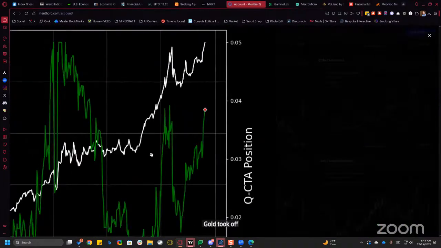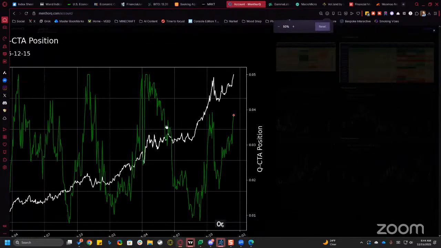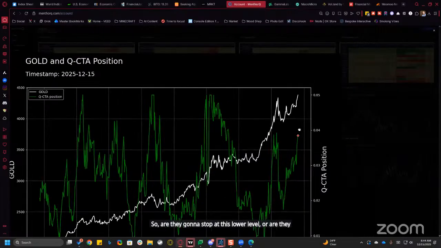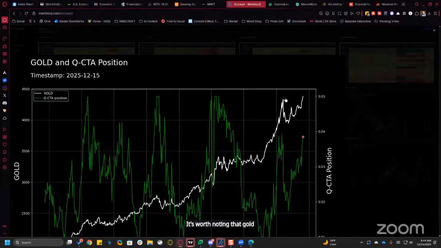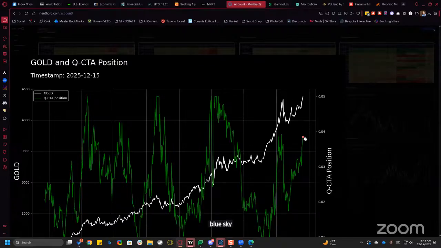Gold took off again, but we are coming back up into that resistance. Or, this is their portfolio holdings. It's a good way to look at it anyways. We're coming back into their previous allocation levels. So are they going to stop at this lower level, or are they going to pile in? It's worth noting that gold is on a breakout, right? It's all the way up here. It's exceeded the previous high, blue sky, and their allocation is not as high as it was these 3 previous times. So keep your eye on gold. If we do get higher than this last high, they could be going for previous allocation.